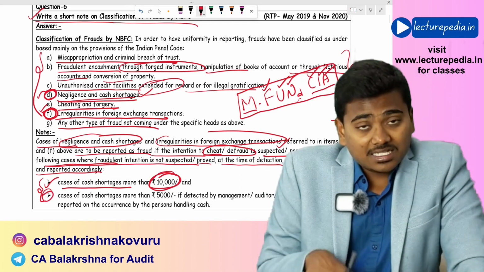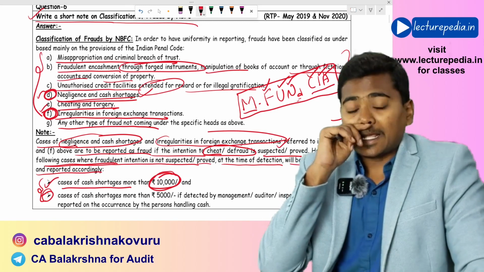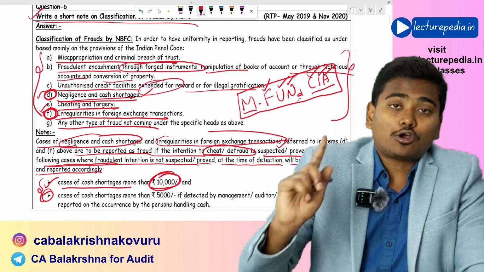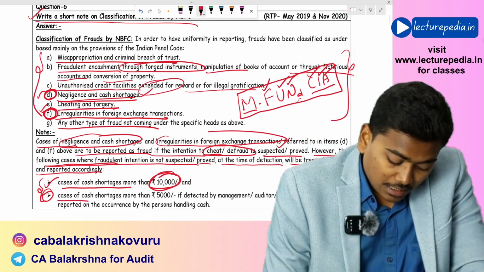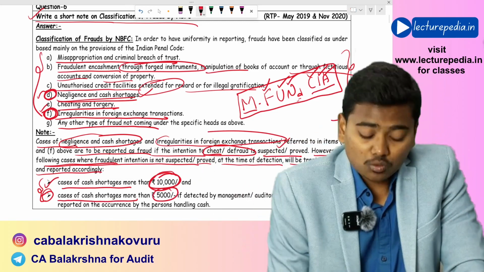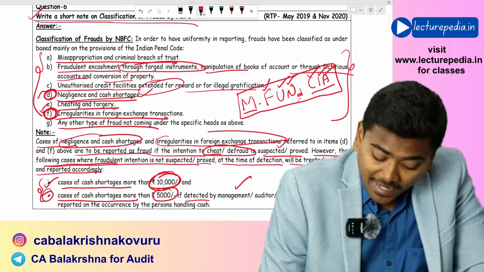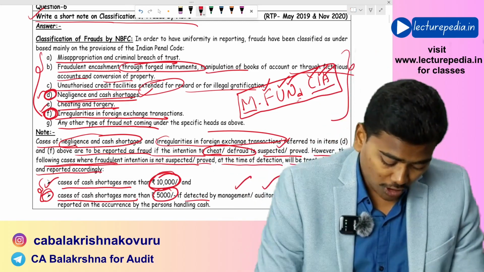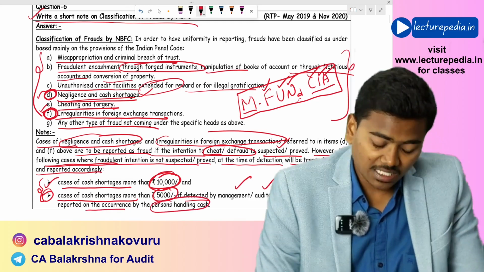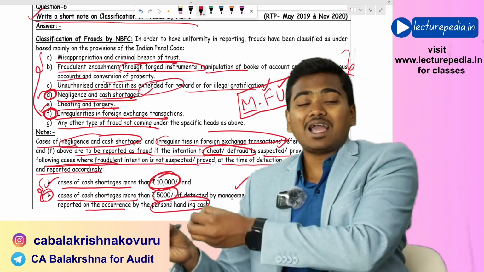Second, in the second situation also, you need to report it as fraud even if fraudulent intention is not proved or suspected, provided cash shortage of more than 5,000 is detected by management, auditor or inspecting officer and has not been reported on the occurrence by the respective person who is handling the cash.